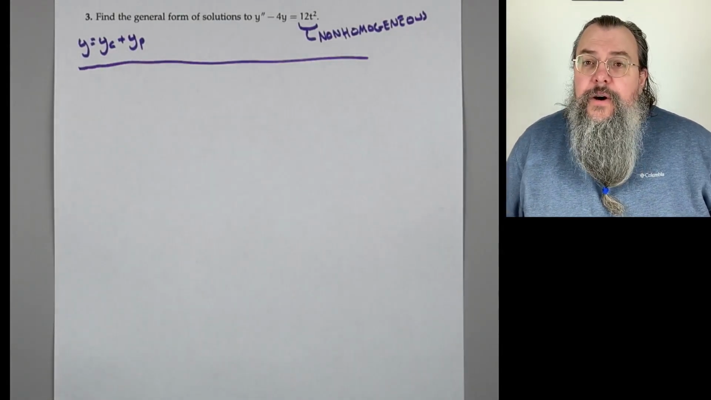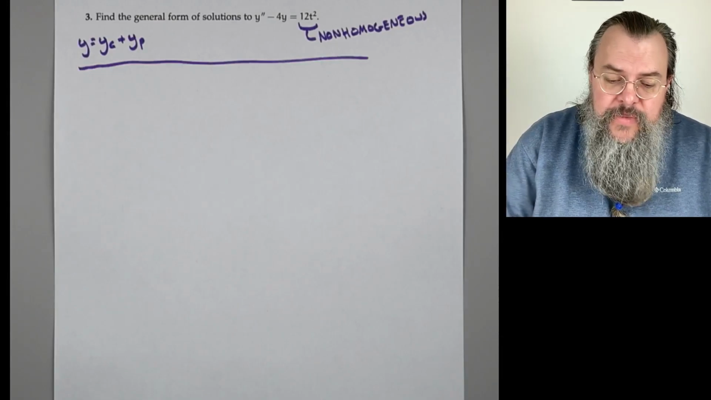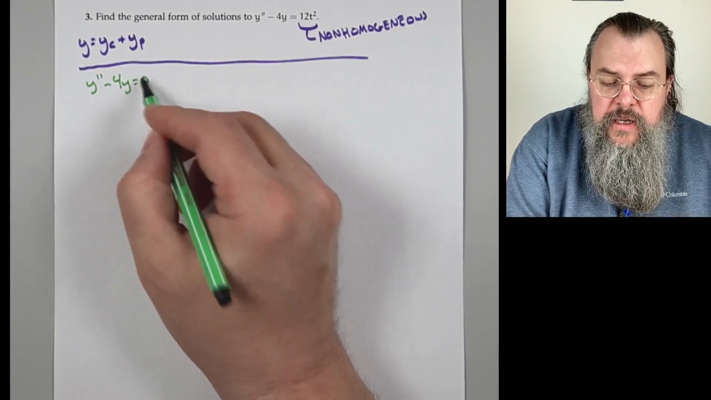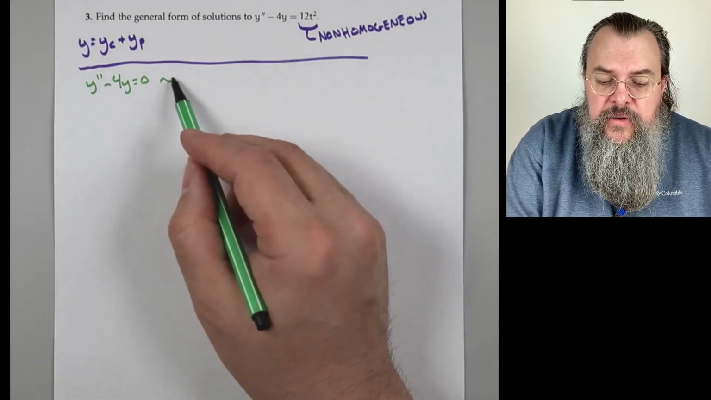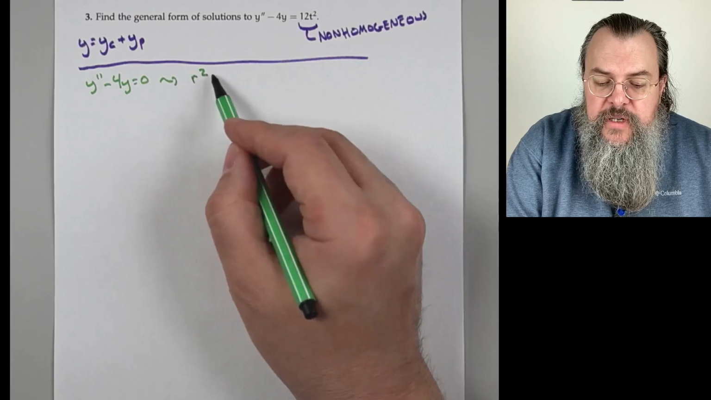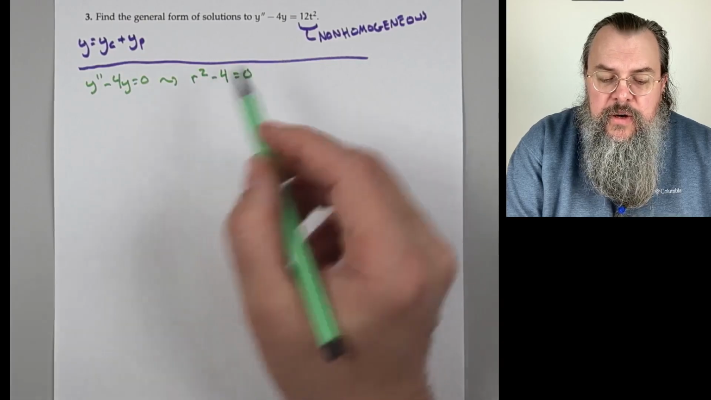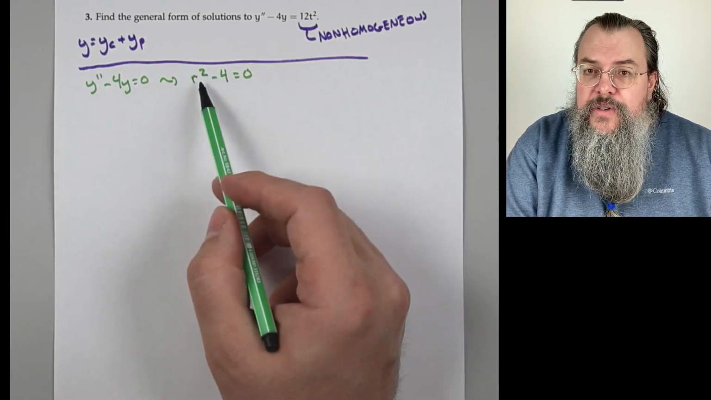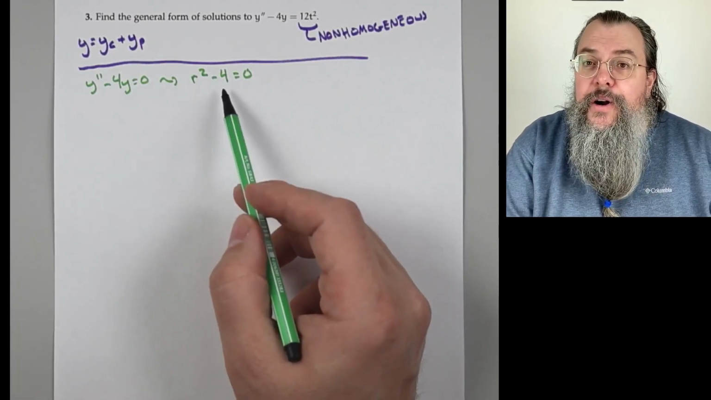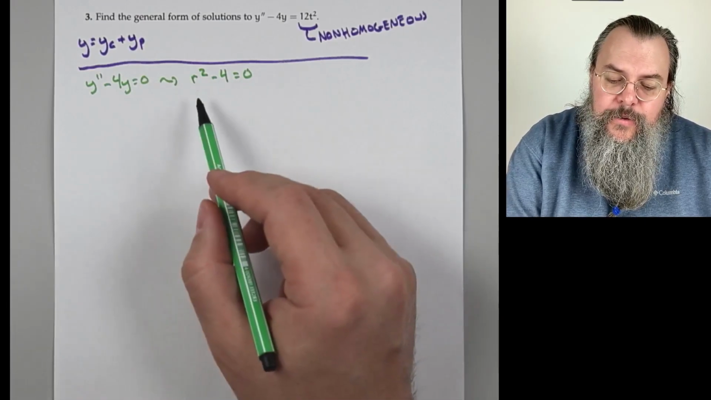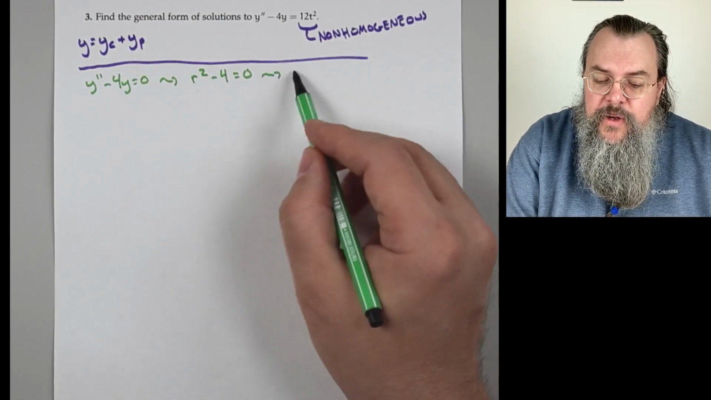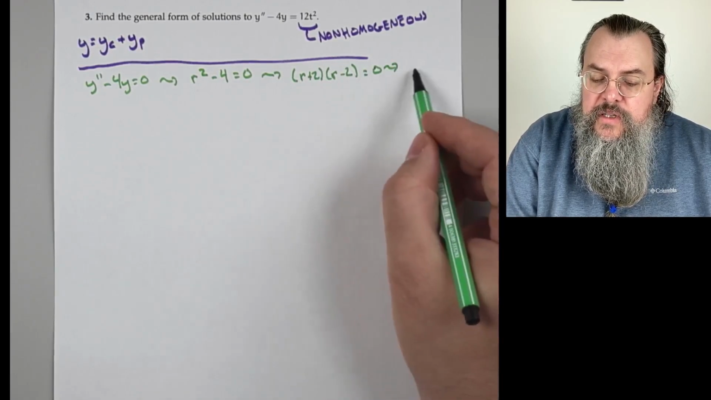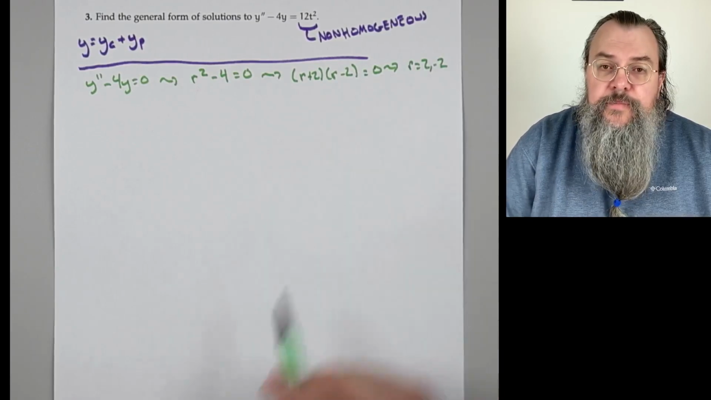So what do we do? Well, now we say make the right-hand side 0. So you have y double prime minus 4y equals 0. Turn this into an algebra problem because we love algebra. r squared minus 4 equals 0. Remember, the number of derivatives is the power of r. 2 derivatives, r squared. No derivatives, no r. All right, and solving for r, this becomes (r plus 2)(r minus 2) equals 0, which says r is 2 and negative 2.